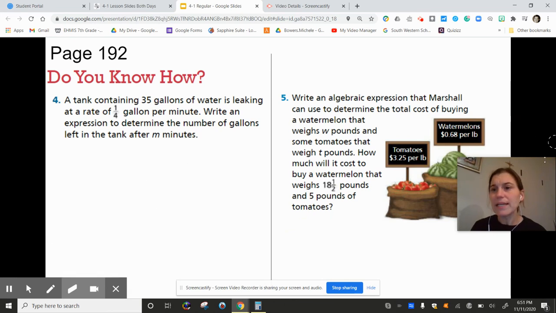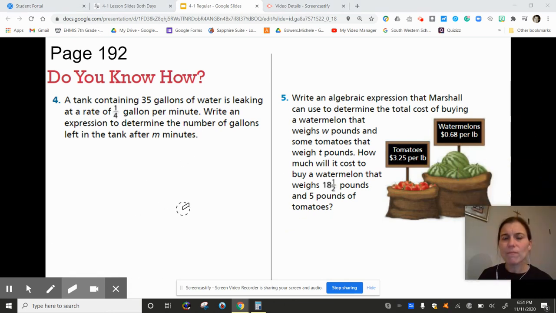So in general, to write an expression is kind of tricky. Here's a little tip though. Look for a unit rate. If you're given a unit rate, then that usually means you're multiplying by something. So if it says, like in this number 4, 1/4 gallons per minute, then I'm multiplying by minutes. $3.25 per pound. Per pound, I'm multiplying by pounds. $3.50 per day, I'm multiplying by days. So look for the unit rate. That tells you that you are multiplying something.